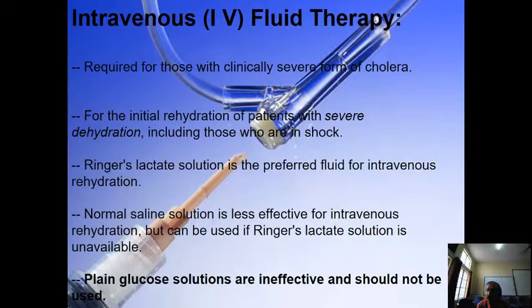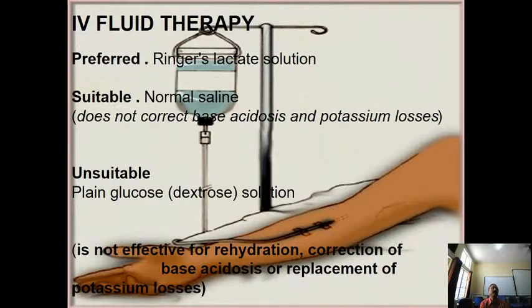IV fluids only for severe cases, after the initial rehydration of the patient, severe dehydration, and also for catering to shock. We prefer to give either Ringer lactate or IV normal saline, which is less effective because Ringer lactate has other electrolytes. Plain glucose solution, please do not give. Please do not give plain glucose solution. You require to give either Ringer lactate or normal saline. The normal saline does not correct base acidosis or potassium losses, so that's the problem with normal saline. Dextrose solution is unsuitable, is not effective for rehydration, correction of base acidosis, or replacement of potassium losses.